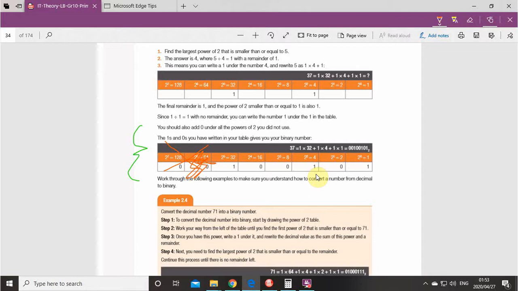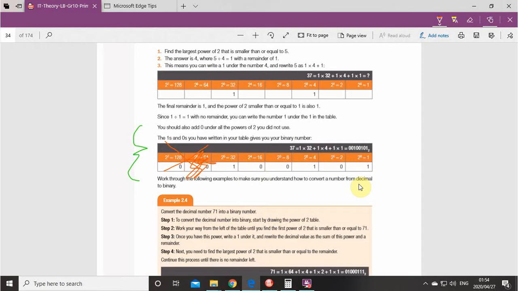And what is left over? 5 minus 4 is 1, so 1 is left over. Then how many times can 2 go into 1? It's 0. Then how many times can 1 go into 1? It can go into 1 one time. So that will be our binary.